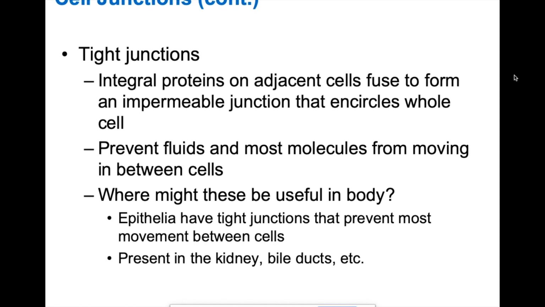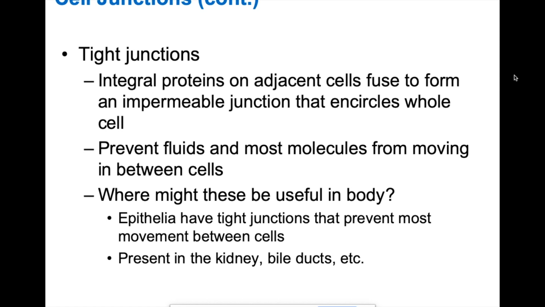Our tight junctions: we're dealing with integral proteins on adjacent cells, so two cells that are next to each other, that are going to fuse and form an impermeable junction that encircles the whole cell. This is there to prevent fluids and most molecules from moving in between the cells. So it's closing the gap between them, essentially an impermeable membrane.